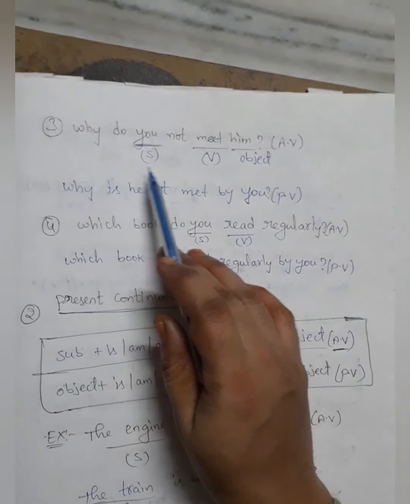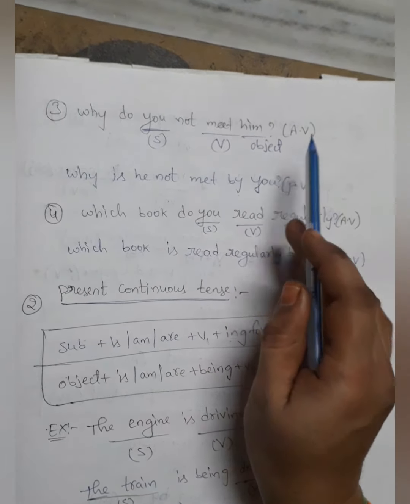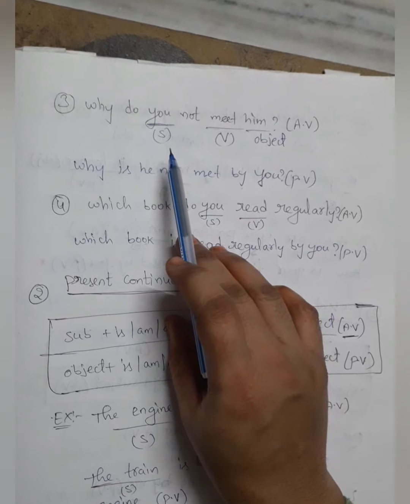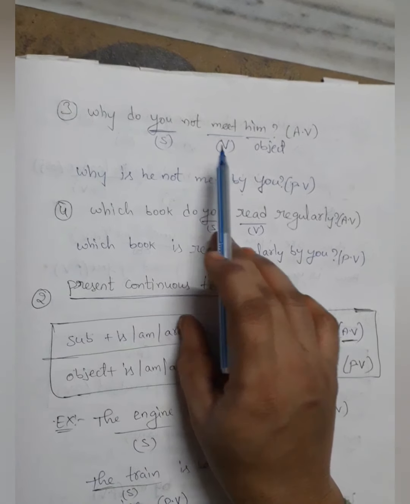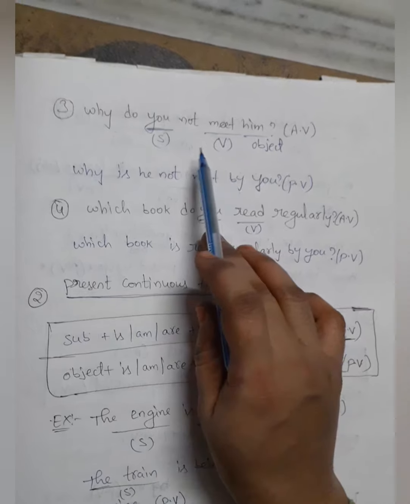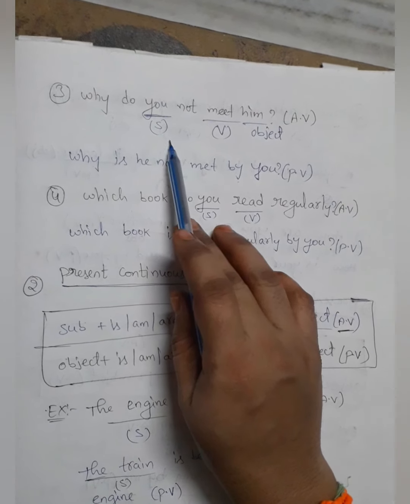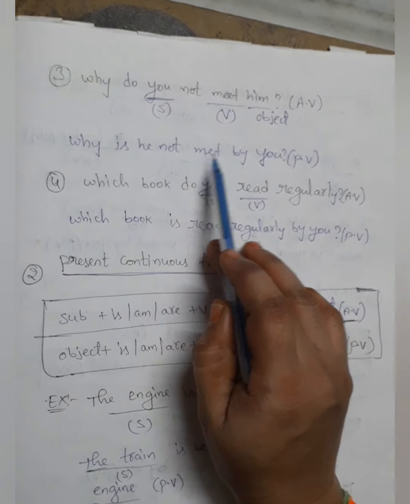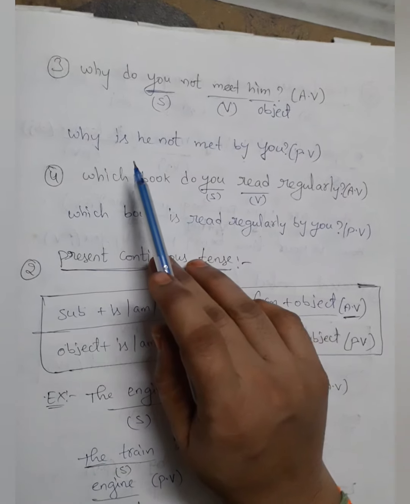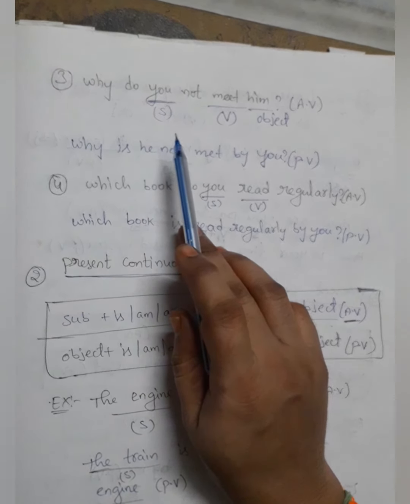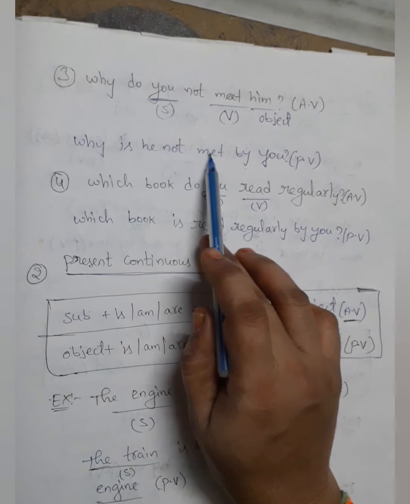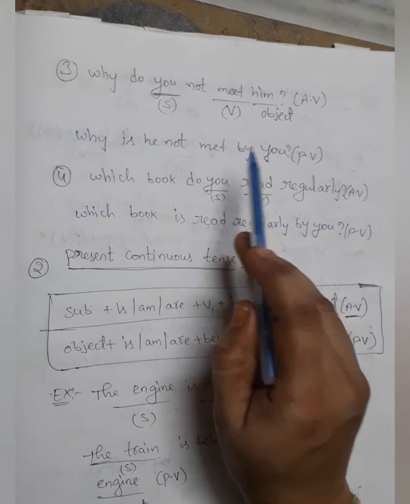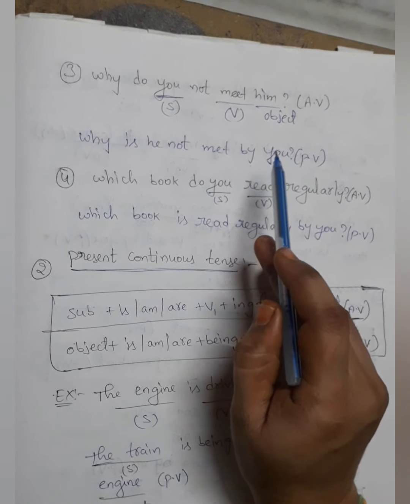Next example, why did you not meet him? It's an active voice. There is no change in WH words like why, what, whom, which. After that we have to change the rest. Here you is the subject, meet is the verb, him is the object. Why is he not met by you? It's a passive voice. Him becomes he, and met is the V3 form, by is the preposition. There is no change in you.